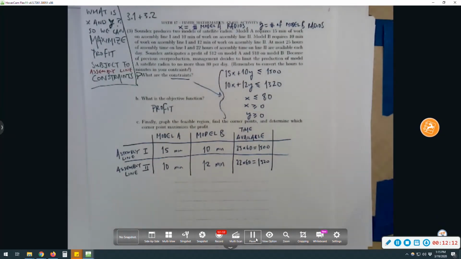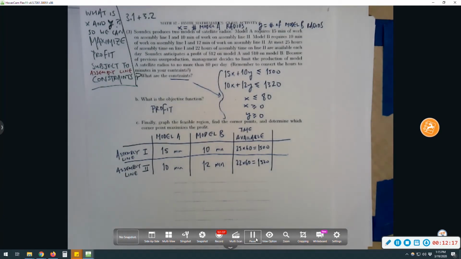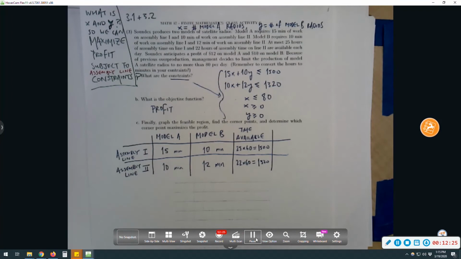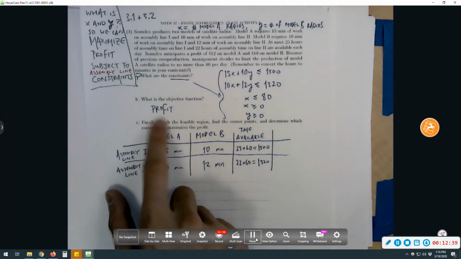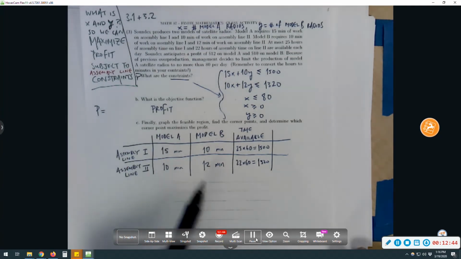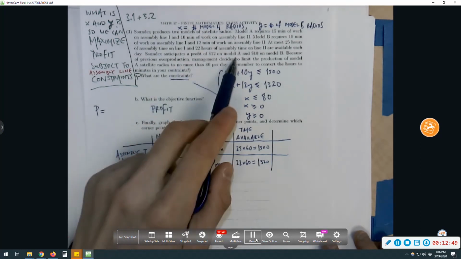Now we're going to continue, and we'll do part B. We want to write down the profit function. This is not too bad to see, knowing that we have our variables. Remember, it's important to write down what you're looking for: how many radios do you want to produce in terms of variables, and then you can write things using algebra. In algebra, our profit function is just P. Let's see. They anticipate a profit of $12 on Model A and $10 on Model B.